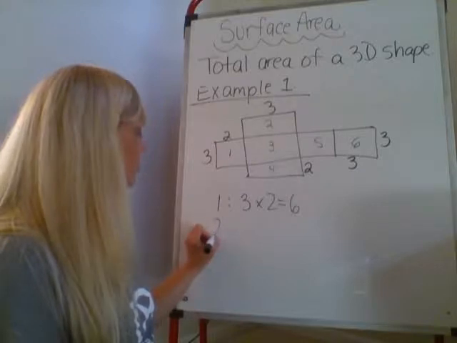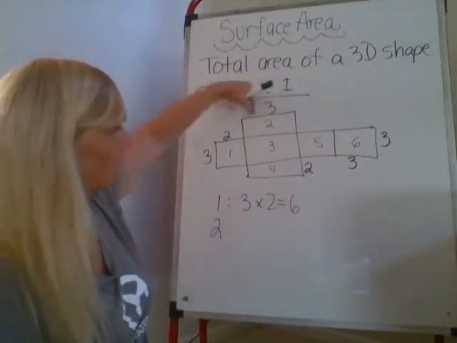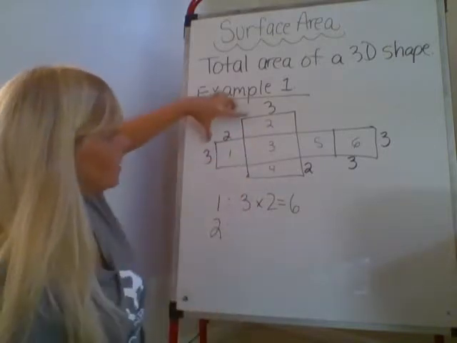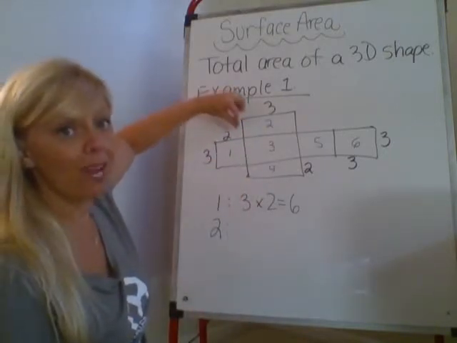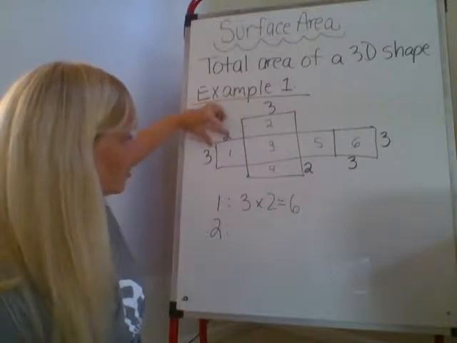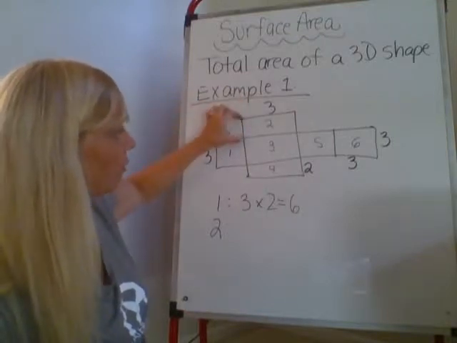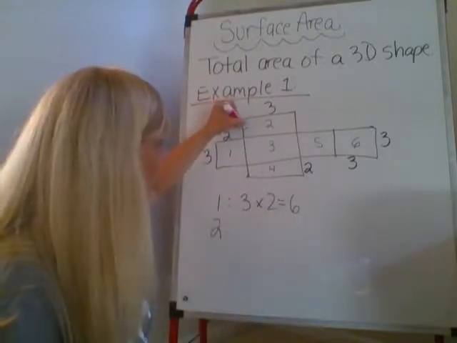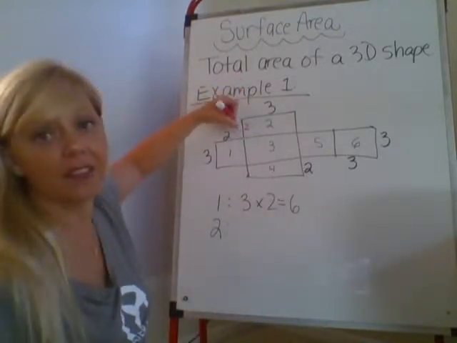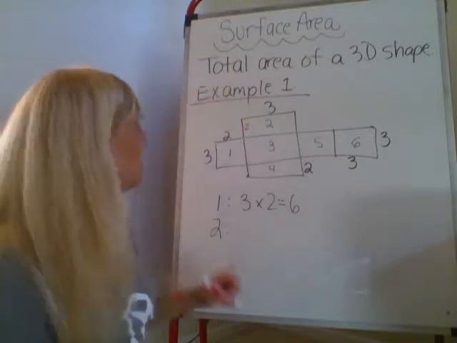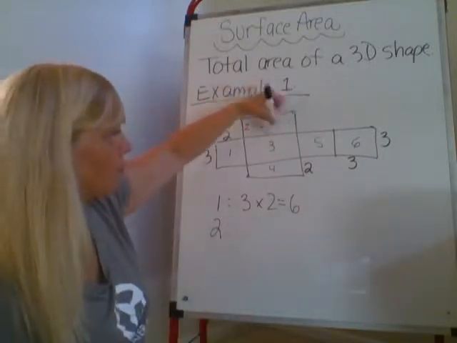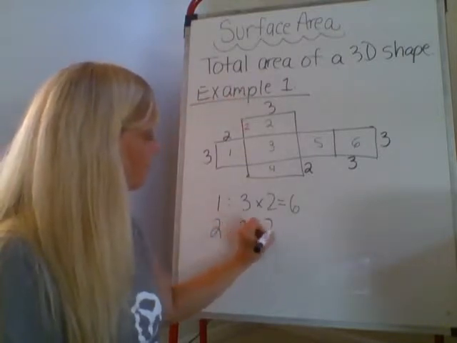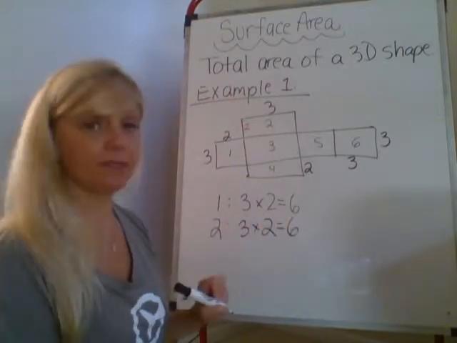Let's look at face 2. I know this is 3. If I take this box and fold it up, this piece and this piece would match together. So these 2 pieces would touch. If this piece is 2, therefore this is also 2. I'm going to put this in a red 2, since this is the length of this one right here. So 3 times 2 again for face 2, so this is also 6.